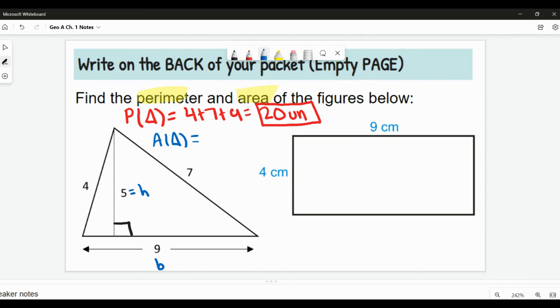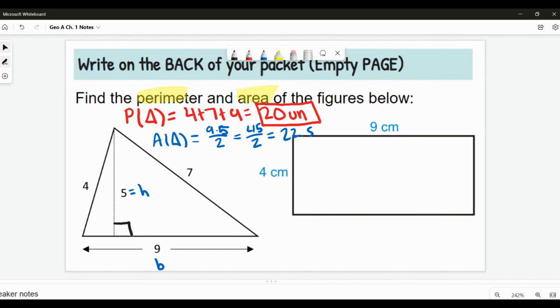So using my formula, area is base times height divided by 2. I know that that's going to be 9 times 5 divided by 2. 9 times 5 is 45 divided by 2, which is going to give me 22.5.